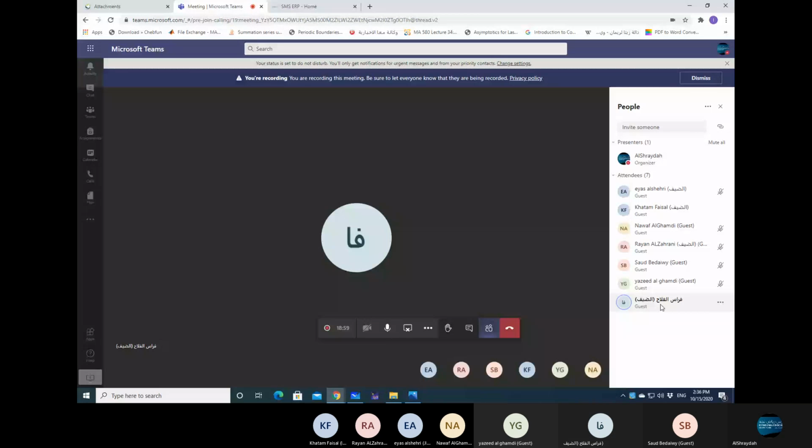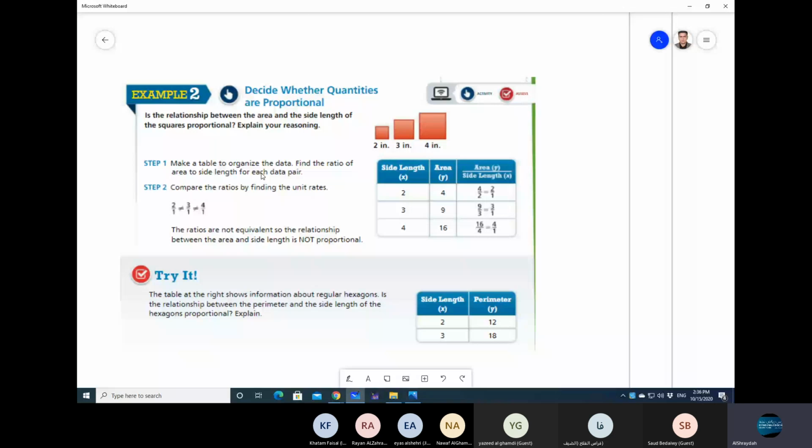Yes, Firas. Thank you. Read it for us. The second example. Decide whether quantities are proportional.